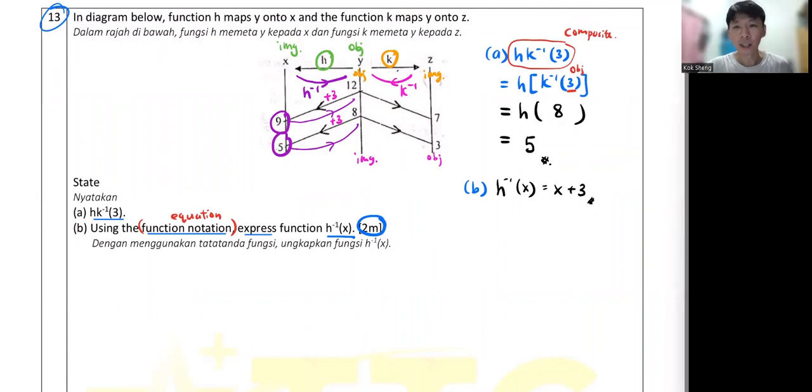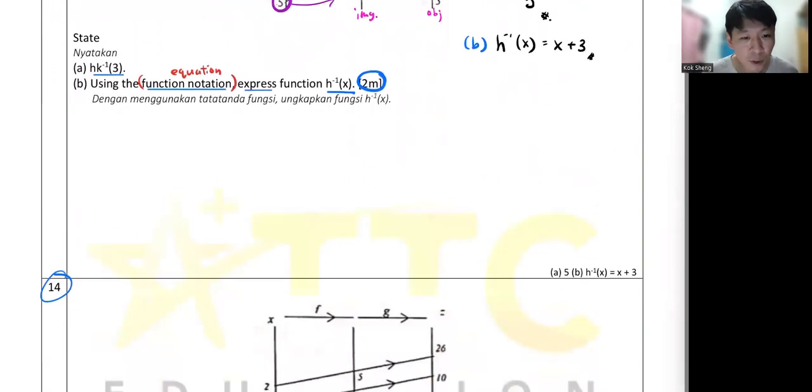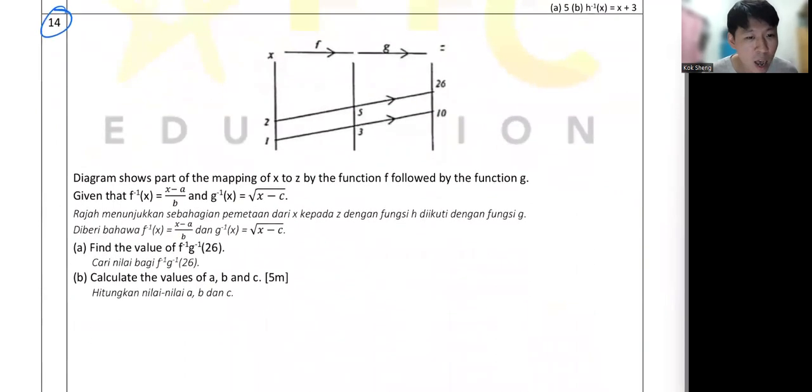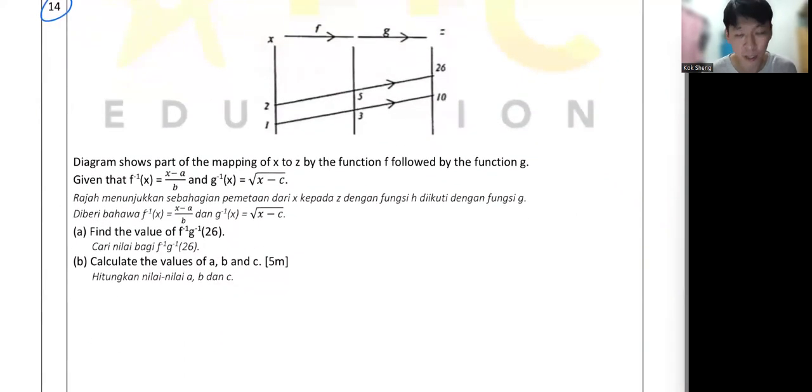Next one, number 14. Okay, Ken, let's go to number 14. Let's go. 14, how many marks? 5 marks. Okay, nice.